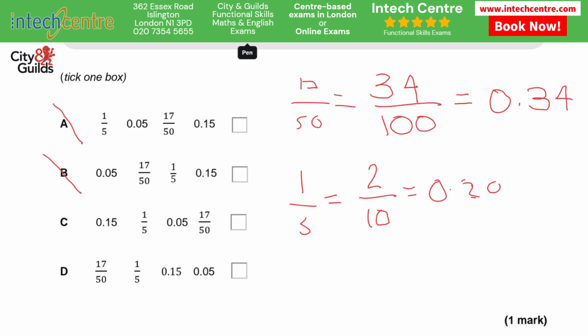Now we can see that if we were to compare 0.34, 0.20, 0.15 and 0.05, the largest we have is 0.34, which is 17 over 50, which is what D starts with. The second largest number we have is 0.20, which is 1 over 5, which is exactly the same order as in D, which is followed by 0.15 as the third largest and 0.05 as the smallest number. So with this question, the correct answer is D.